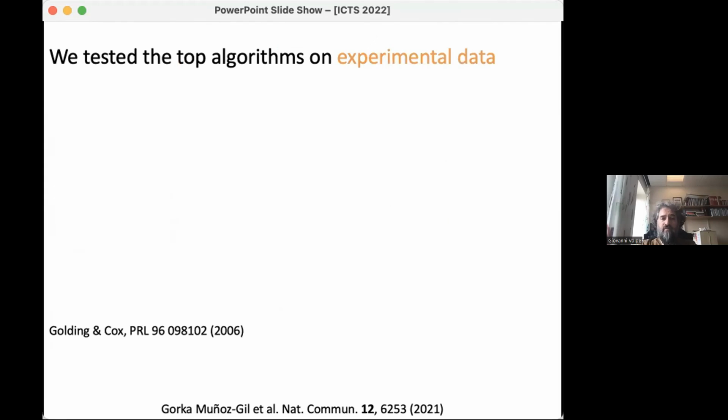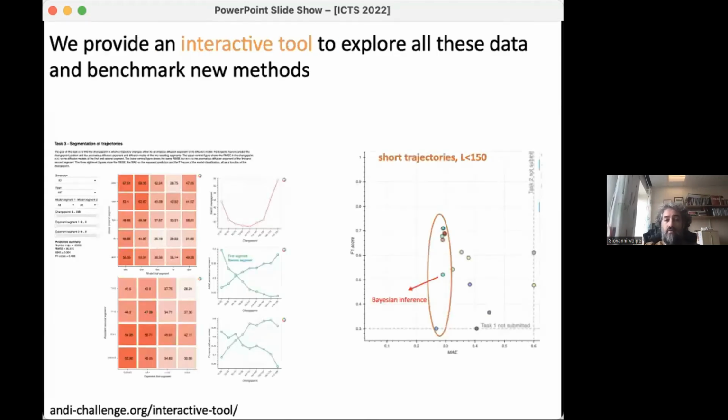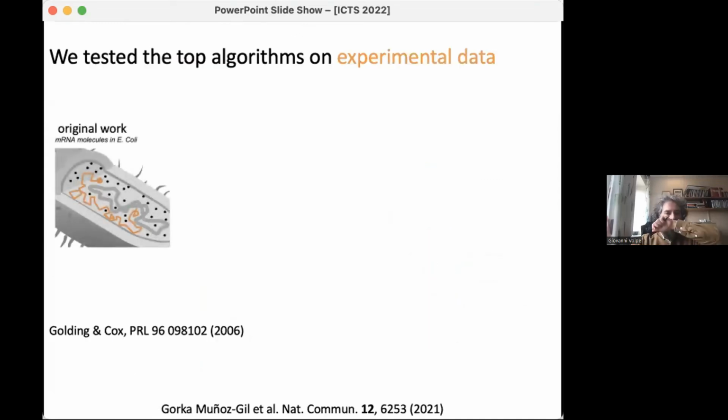Okay, and then finally, we can also go back to the experimental data we had, which, as I said before, they were given to the participants in a kind of sneaky way, dispersed among the evaluation data. We didn't use them for evaluation, obviously, but in this way, we got what they thought were the results for the experimental data. And these were from 4 experiments. One experiment was this one, mRNA molecules diffusing in the cytoplasm of an E. coli.